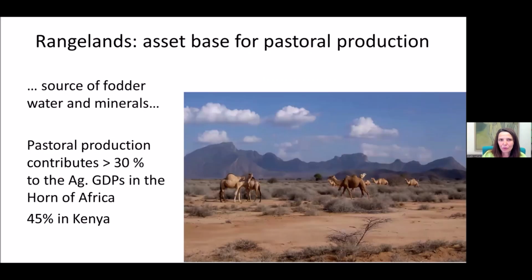Now, on the other hand, we know rangelands are the asset base for pastoral production. And for about 20 years, the importance of pastoral livestock production has been widely recognized. This is also so because finally the economic contribution has been calculated and determined, so that we now know how much they contribute to the agricultural GDPs of the countries. In the Horn of Africa, in all these countries, it is more than 30%. In Kenya, it's about 45%.